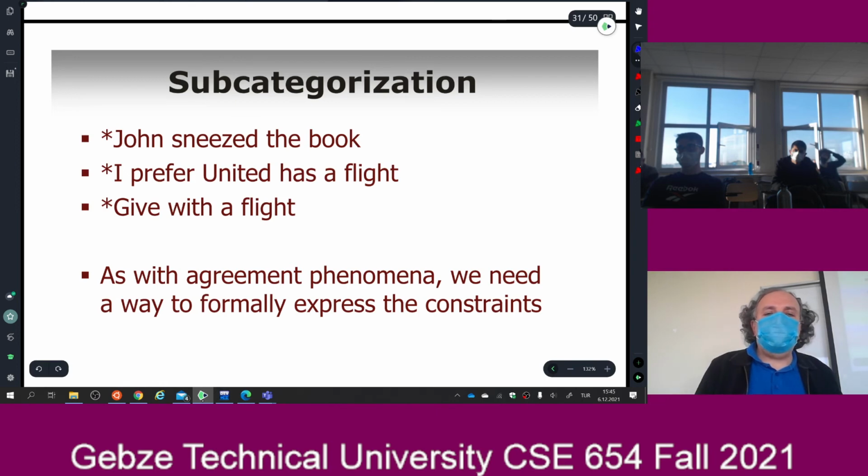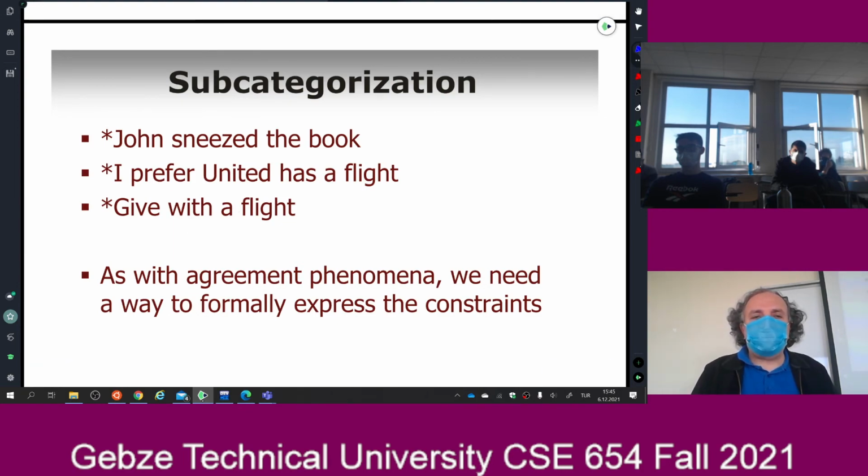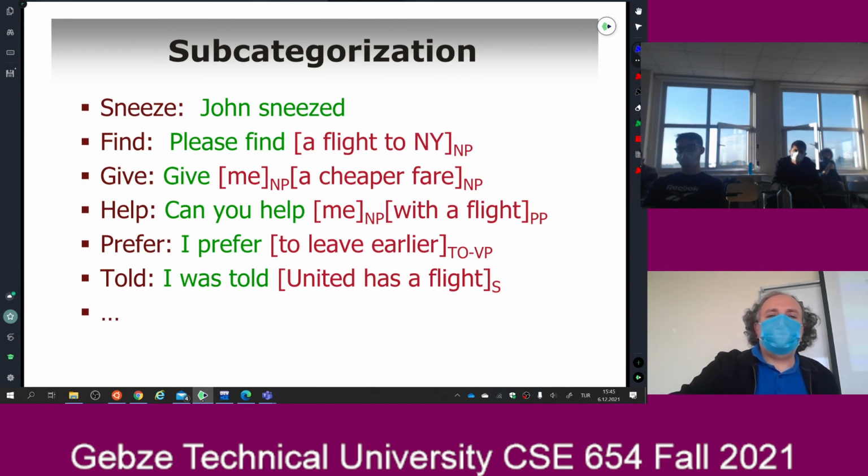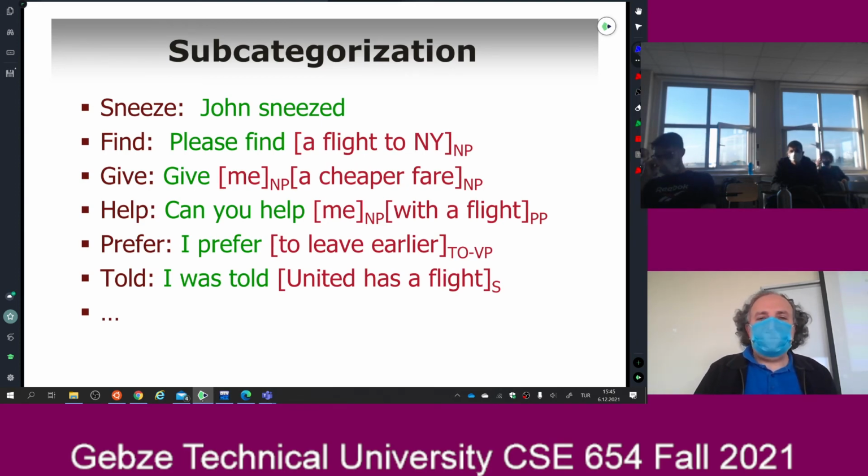Or you don't say give with a flight. Give is not used with this kind of structure, okay? So use the correct subcategorization. But if I do that, almost for all the words, there is a special use case scenario, and I don't want to list all of these rules in my grammar set. That would be too much to talk about. Again, let's ignore this problem for now. Okay, we can deal with these later, or you can find some other solutions. The same thing here.